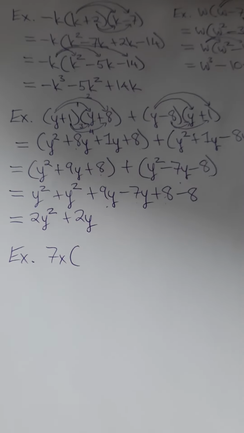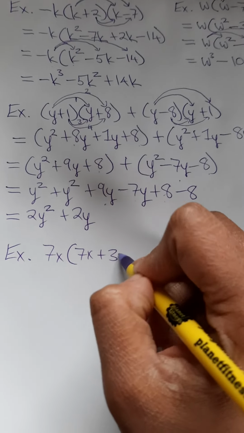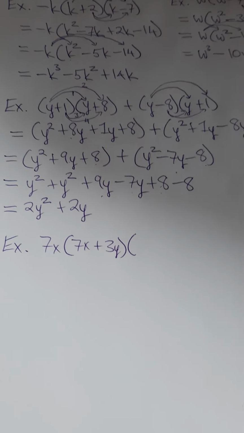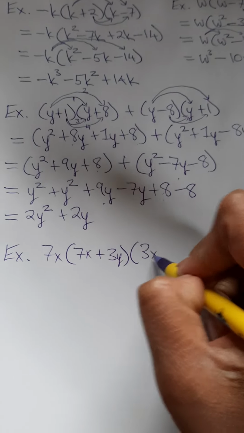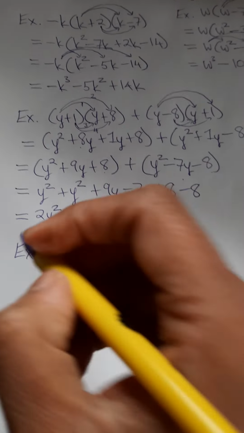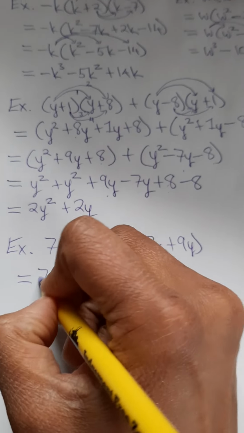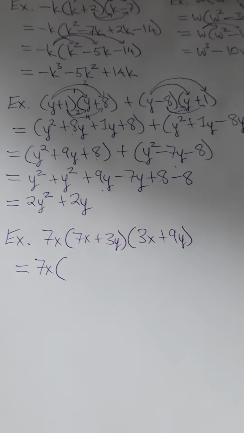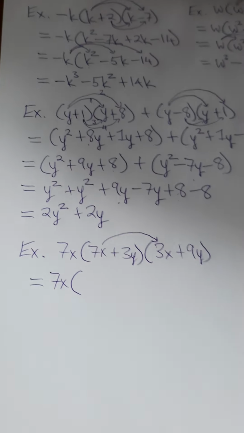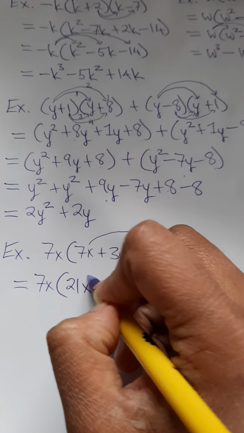Okay, looks kind of similar to example 1 and 2. So in the first brackets, I have 7x plus 3y. Okay, and in the second brackets, I have 3x plus 9y. Okay, so it looks like this. And one more time, I want to just make sure I leave my 7x outside the brackets. Okay, and we're just going to multiply these two binomials. So I'm doing 7x times 3x, 21x squared.